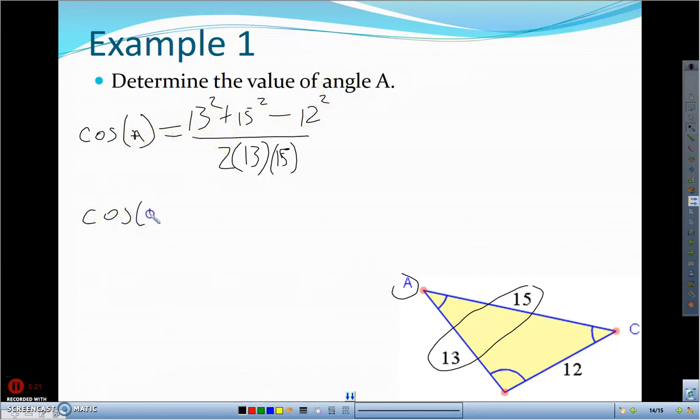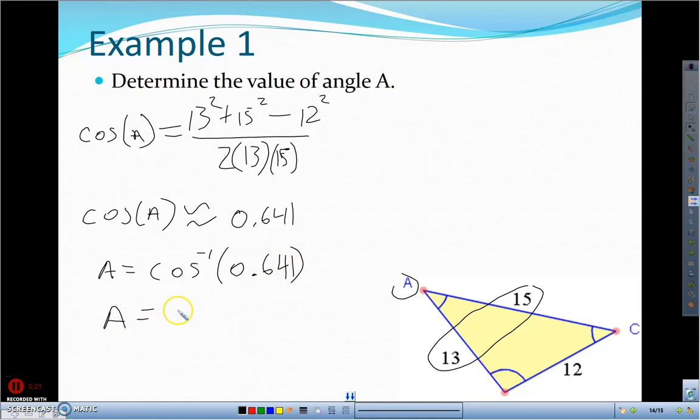Cosine of A is going to be equal to, let me get out my calculator, roughly 0.641. And if I were doing this on a test, I might skip right to the final answer, but because I want to make sure in a lesson that you got the same thing here, if you didn't get 0.64, you may have done something wrong in your calculator, or it may be stuck on something other than degrees. A is equal to cosine inverse of this value, 0.641. A is equal to, and you should get an answer of 50.1 degrees.